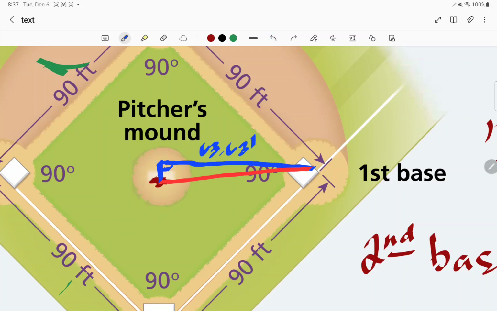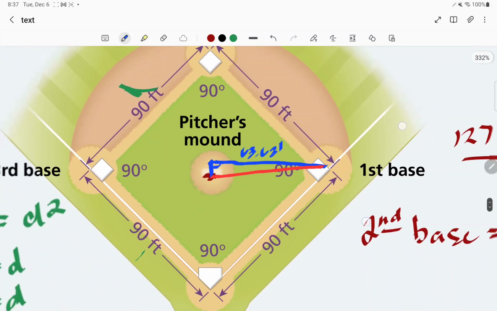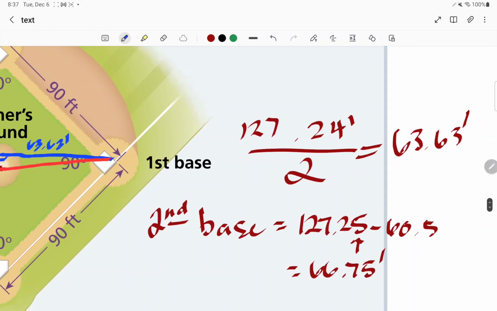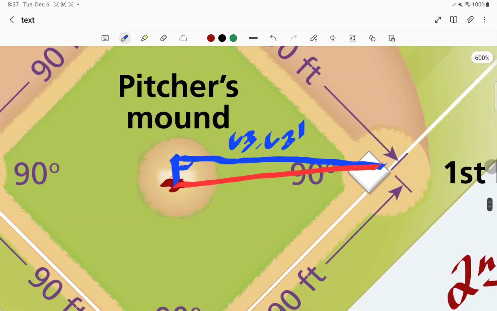And then this distance here is going to be a little bit trickier. But we know that, hey, this is halfway and this is where the pitcher's mound is. So we can just subtract those two, right? Where do we find the pitcher's mound? So yeah, we would subtract these two to get, I got 3.14. So this is 3.14 feet.